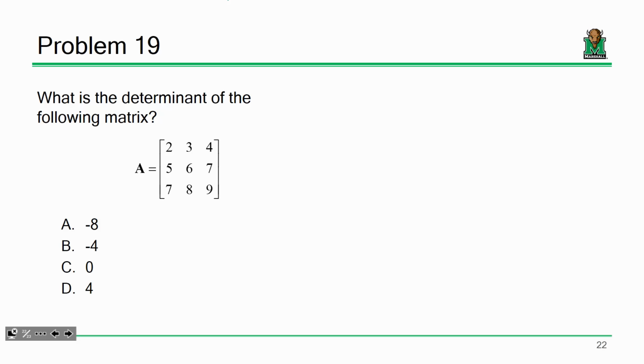What is the determinant of the following matrix? Now, you should be able to. But you can use the rule of Sarrus to do this as well, or cofactor expansion. So it doesn't matter. Let me see something. I want to see if anybody can just do it and tell me what you get, because you've already done a cross product, so you can do this.